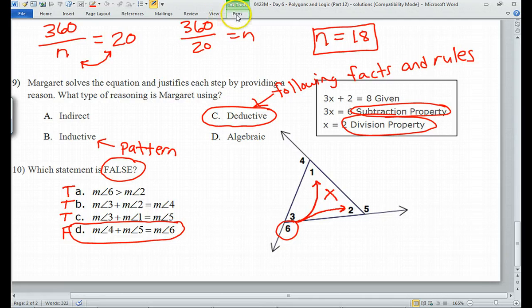Looking at it another way, and sometimes the drawings are not to scale, so we can't trust this completely, but angle 6 is an obtuse angle that's obviously bigger than 90 degrees. Whereas angle 2 is an acute angle. It's definitely less than 90 degrees. So this is definitely going to be bigger than that. Alright, so that's the end of part 12.